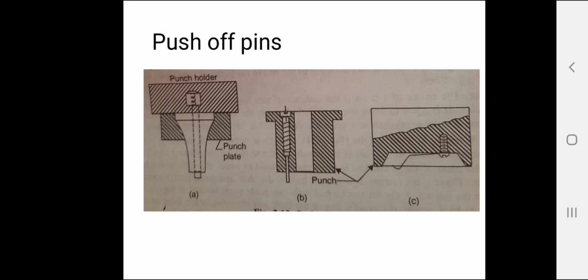If a pilot is to be provided at the end of the punch body, then the push-off pin is located off center. In the second case, when the space available for the compression spring is insufficient, a flat spring may be used. So there are different types of push-off pins.